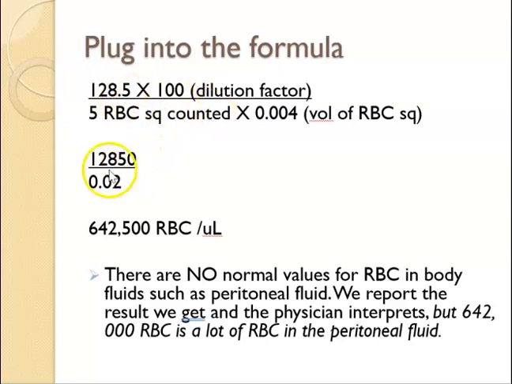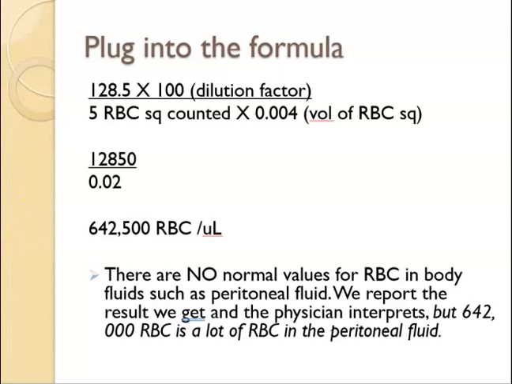Okay, and then if you do the math, 128.5 times 100 is 12,850, and 5 times 0.004 is 0.02. And then you divide 12,850 by 0.02, and you should get 642,500 red blood cells per microliter as your answer.